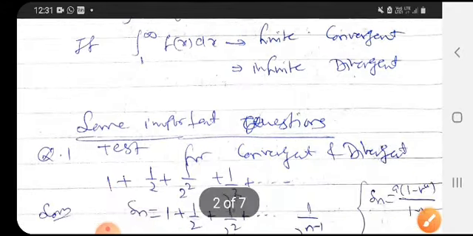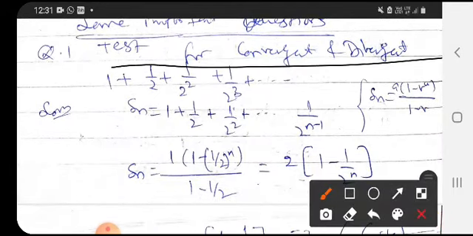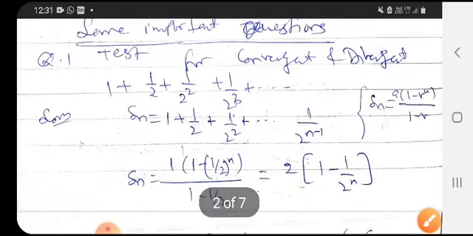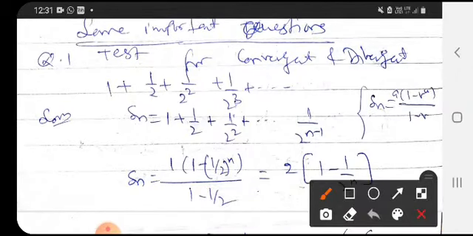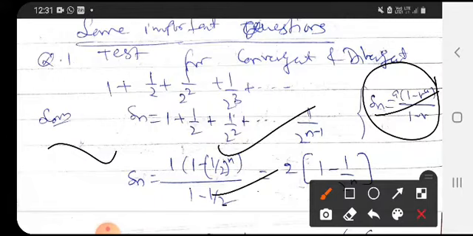Some important questions. Test for convergence of the series 1 plus 1 by 2 plus 1 by 2 square plus 1 upon 2 to the power 3 up to infinity. Sn is equal to the sum 1 plus 1 by 2 plus 1 by 2 square up to 1 upon 2 to the power n. This is a geometric progression. The formula for the sum of a geometric progression is Sn is equal to a times 1 minus r to the power n upon 1 minus r. So Sn is equal to a into 1 minus 1 by 2 to the power n upon 1 minus 1 by 2.